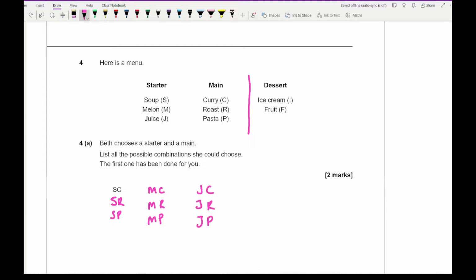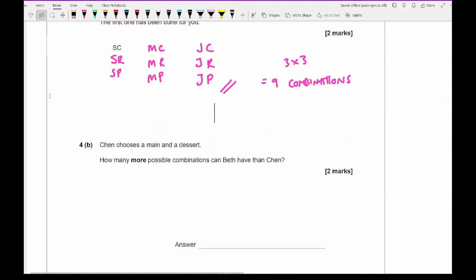So altogether there are 9 combinations. And another way, if it was just asking how many combinations there are, we can just multiply the number of options by each other. So it's going to be 3 times 3 for starters and main, which gives us 9 combinations. But the list is basically what the question is asking for.